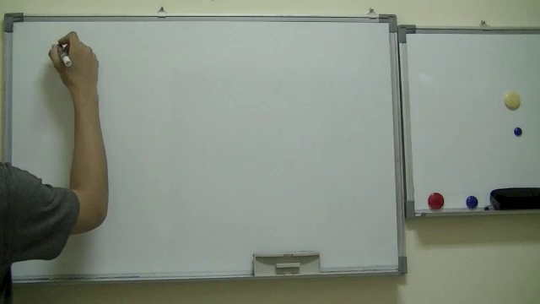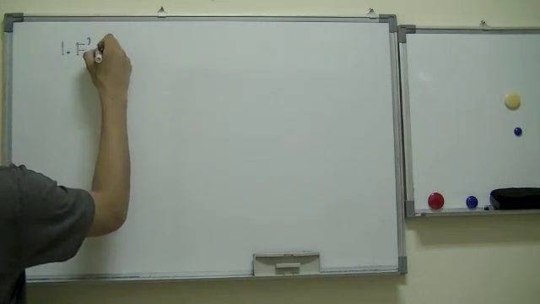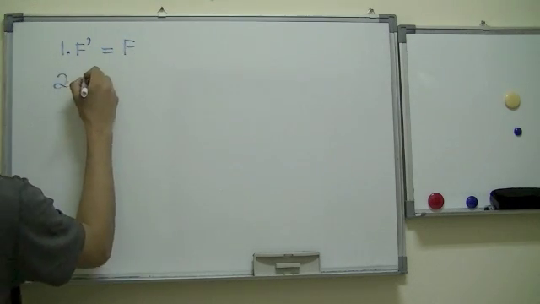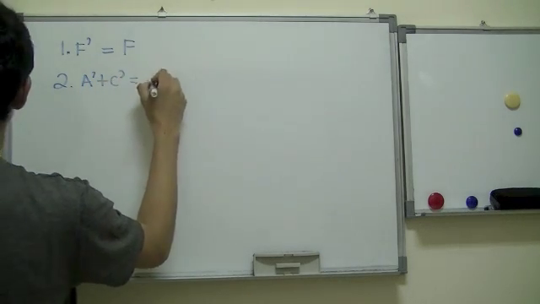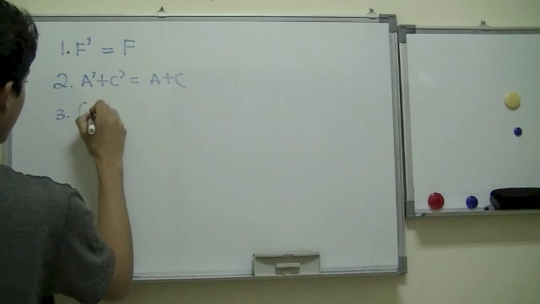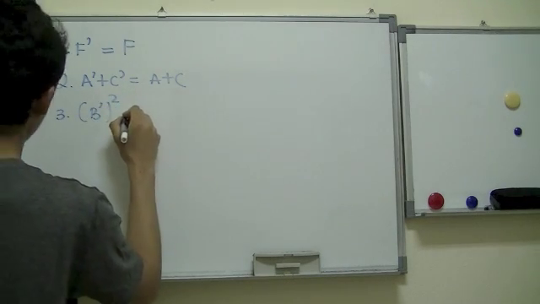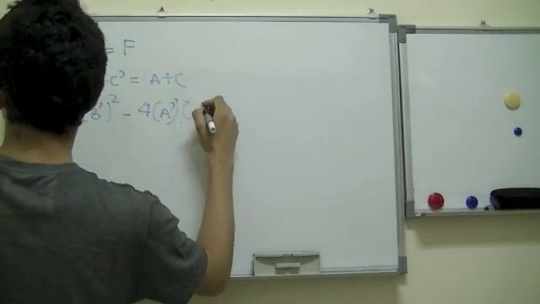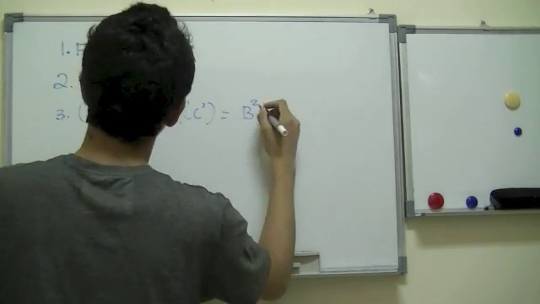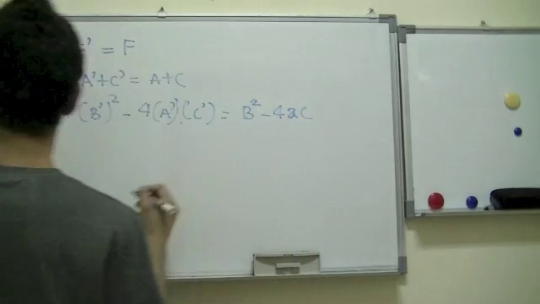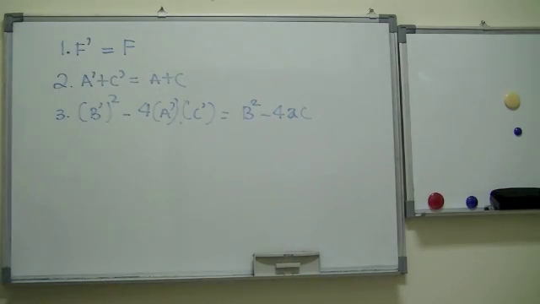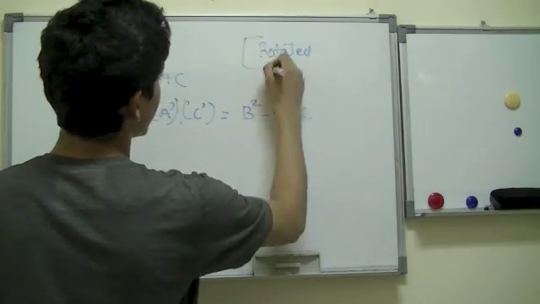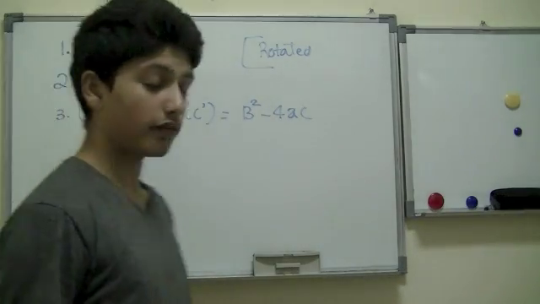The first would be, the rotation for f prime would be equal to f. The second one would be a prime plus c prime would be equal to a plus c. Third one would be b prime squared is b squared minus 4ac, so c prime would be as equal as b squared minus 4ac. Okay, so these are rotational. Now they're equivalent, but they're being rotated, yet they're equivalent, is what I'm trying to tell you guys.